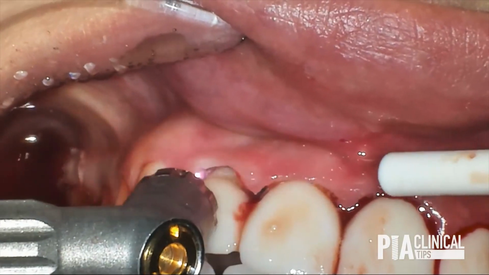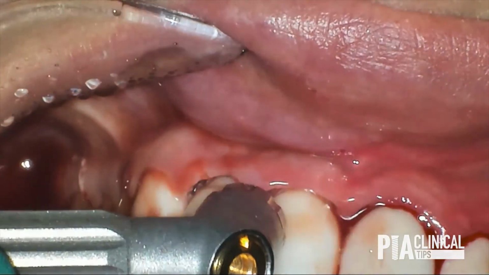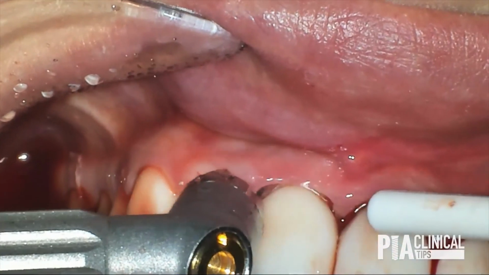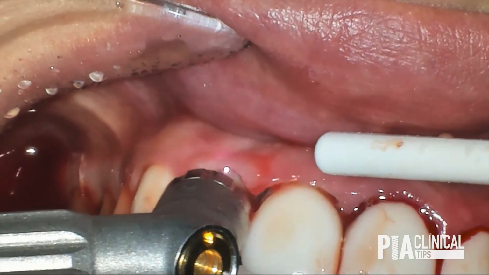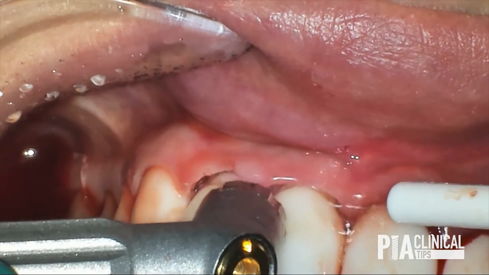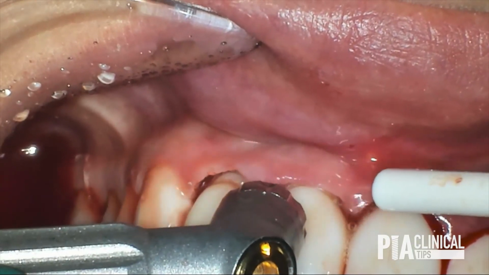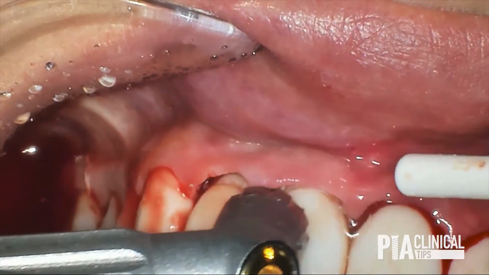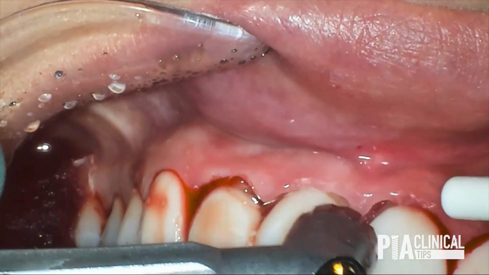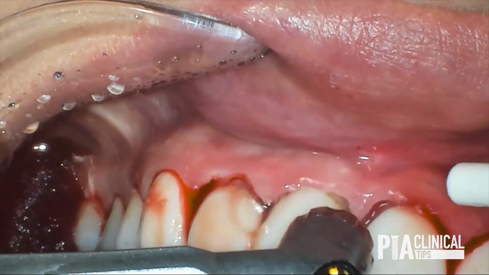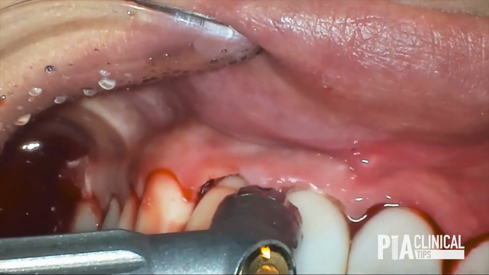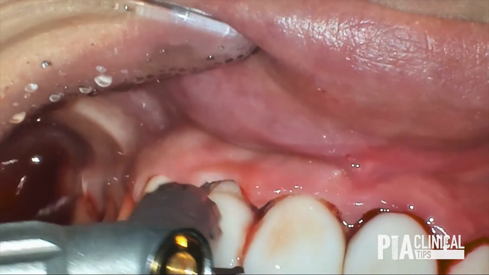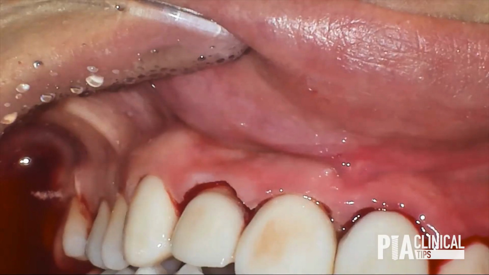This is done, as I said, with this laser in a closed flap manner, which is nice because you can see that the bleeding is very minimal. In addition, the water spray to this laser not only cools the area to prevent thermal increases of the tooth, leading to pulpal necrosis, but it also is able to wash away and clear the field, which is very nice.